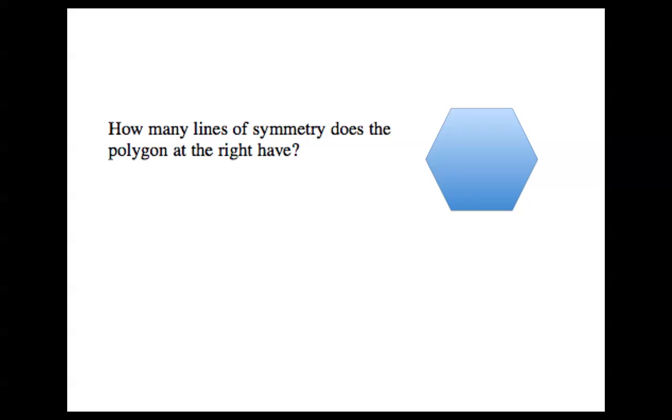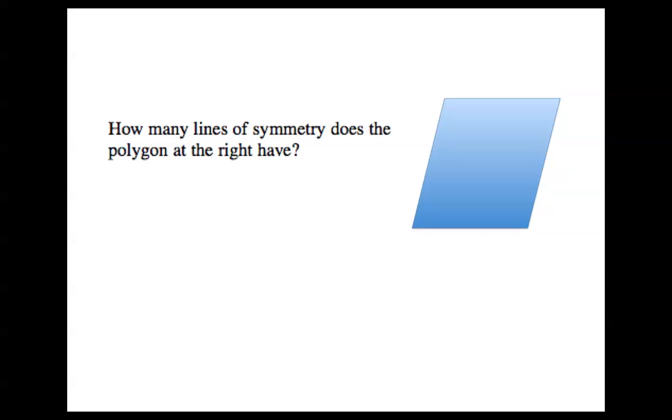How about this? How many lines of symmetry does that polygon have? By the way, this is a hexagon. It has 6 sides. It has 6 corners. Obviously, you can fold it right down the middle. You could also fold it that way or that way. So there's 3 lines of symmetry. Oh no, wait. You could fold it either one of those ways too. So there's 5 lines of symmetry, but you could fold it that way too. That's funny. It has 6 sides and it has 6 lines of symmetry.